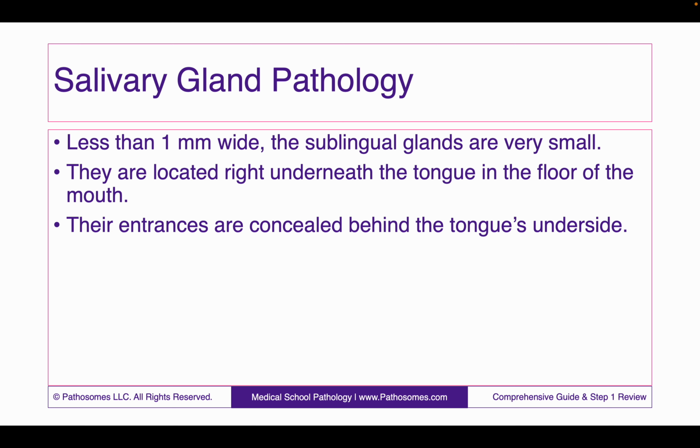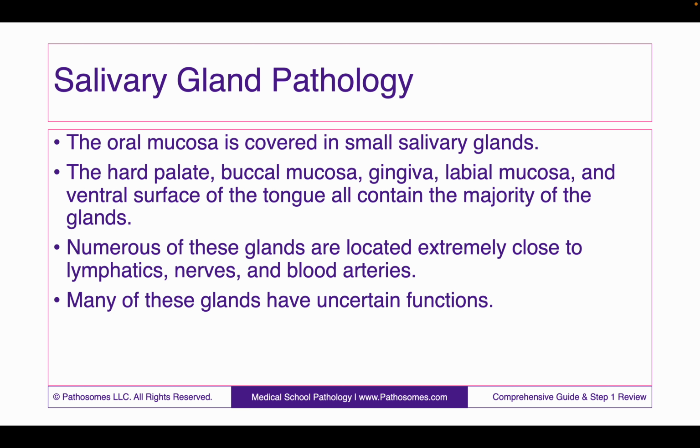Less than 1 millimeter wide, the sublingual glands are very small. They are located right underneath the tongue and the floor of the mouth. Their entrances are concealed behind the tongue's underside. The oral mucosa is covered in small salivary glands. The hard palate, buccal mucosa, gingiva, labial mucosa, and ventral surface of the tongue all contain the majority of the glands. Numerous of these glands are located extremely close to the lymphatics, nerves, and blood arteries. Many of these glands have uncertain functions.